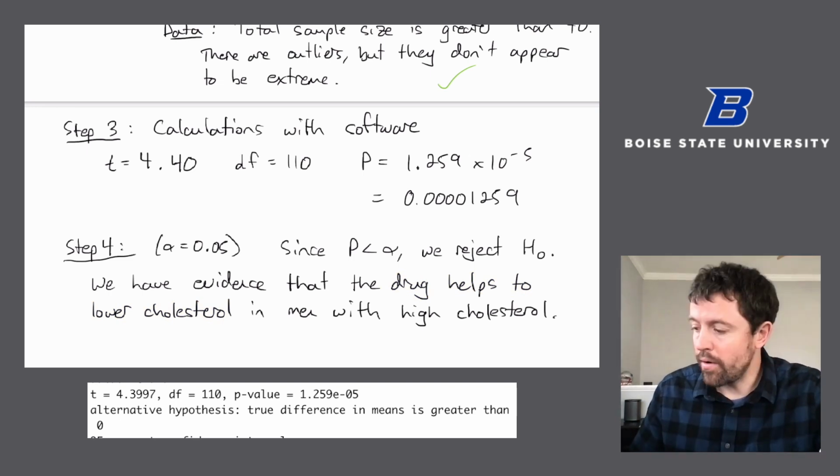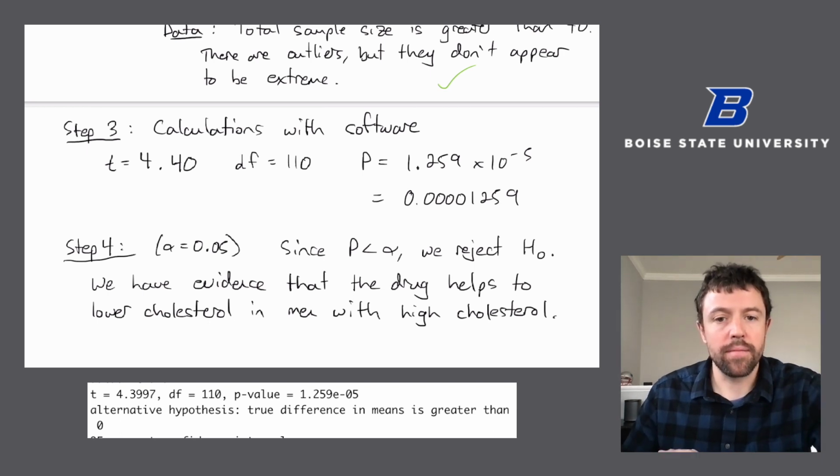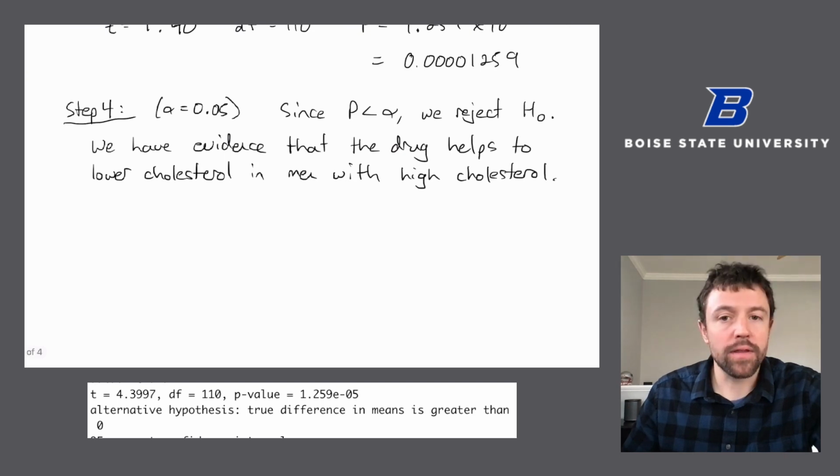Okay, so we don't have another sentence about conditions, right? Because no conditions were violated. And so we're done with the hypothesis test.